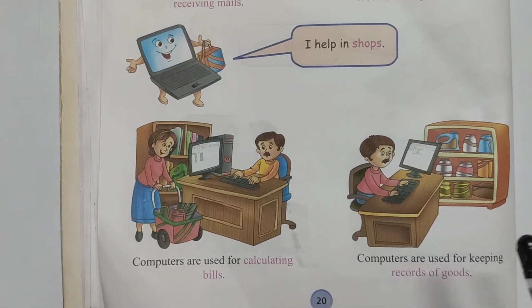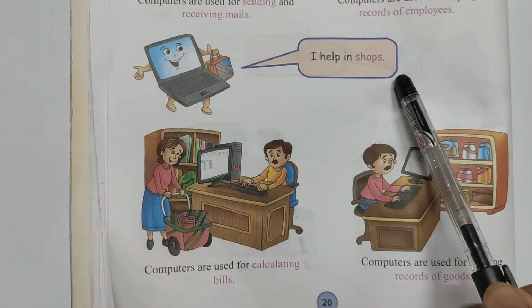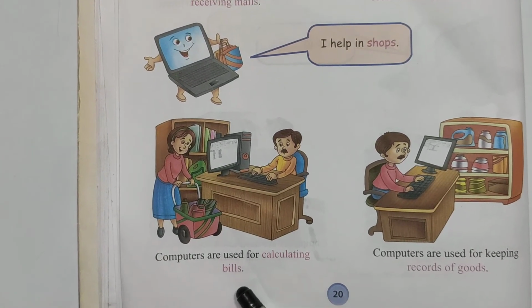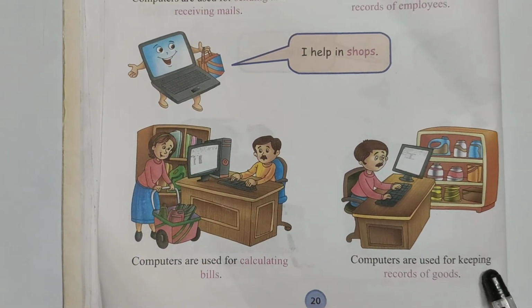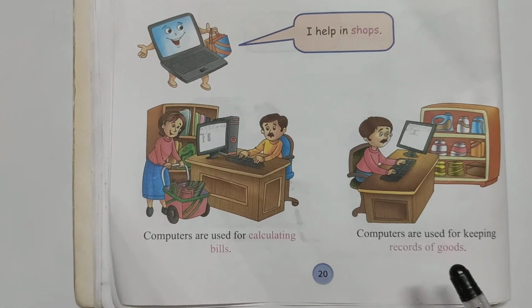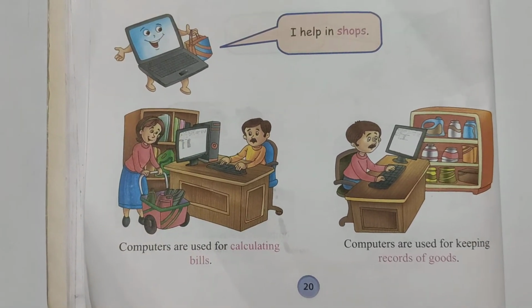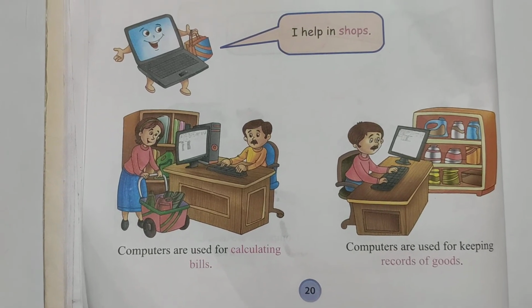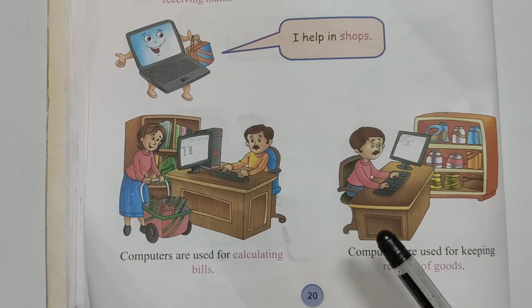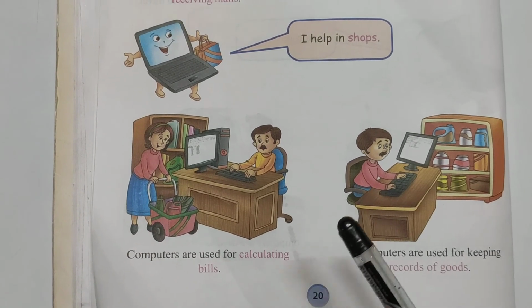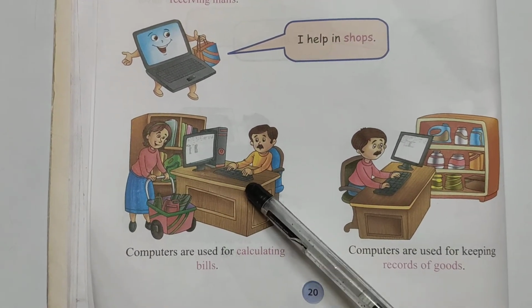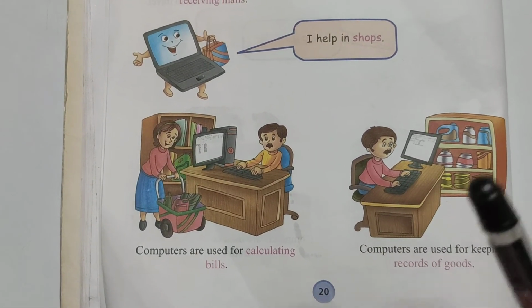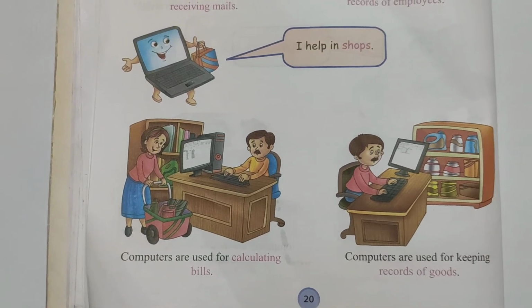So computer helps in shops as well, right? See, computers are used for calculating bills. Computers are used for keeping records of goods. So whatever we buy from any shop, right, the shopkeeper gives us the bill after we pay the money. So to calculate the bills, the computer is used, okay? And to keep the record of goods or other things, the computer is used, okay?